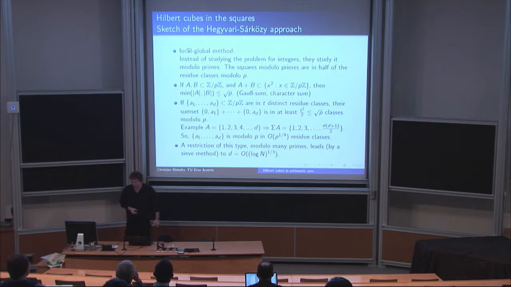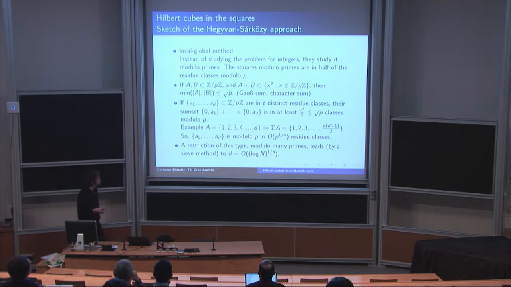So let me briefly say something about the approach of Hegyvári and Sárközy. They studied the question mainly modulo primes, and then used a sieve method to get the local information modulo primes to a bound on the integer case. So if you study the question A plus B is a subset of Z modulo p, and A plus B is a subset of the squares, you can actually prove that one of the sets A or B is at most square root of p, so that is a character sum argument.